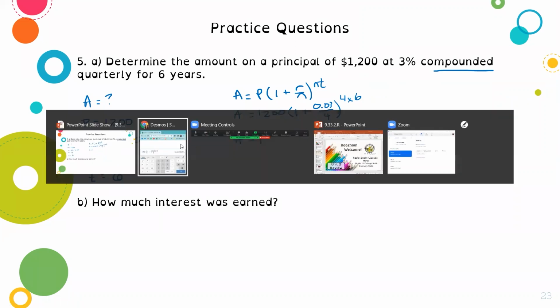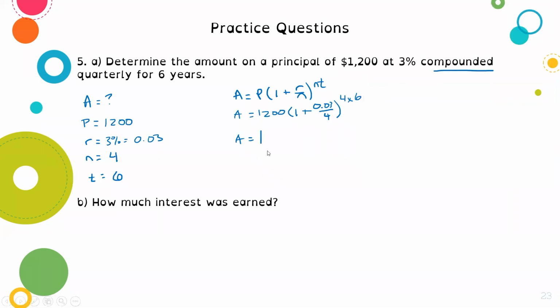My brain sometimes just doesn't remember the numbers at all, so $1,435.70 is how I need to remember it. Sorry. That's how much you would have after 6 years. Then question B says how much interest was earned. Our interest is found by amount take away principal. Our amount was $1,435.70 and our principal was $1,200. So we subtract that, which gives us $235.70 as our interest earned.